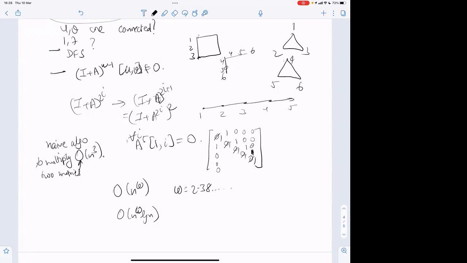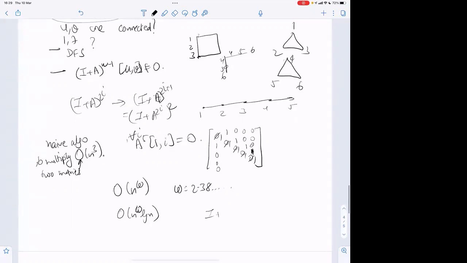So why are we powering? Because if you do I plus A to the n, then you compute the number of walks in this graph of length at most n, correct? I'm just trying to indicate that there are natural ways of doing things which are too expensive when it comes to actually implementing them.